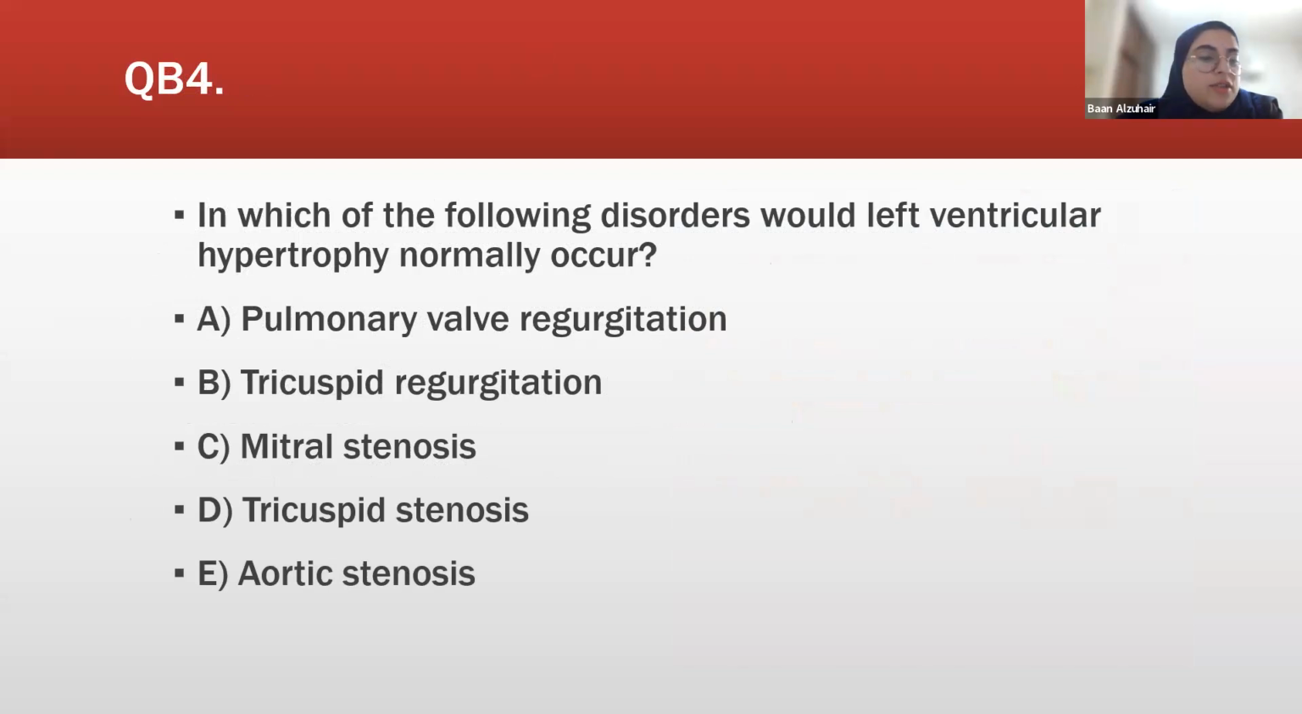Saad and Yasser, Aisha also said E. That is correct. Aortic stenosis. Does anyone know why? Aortic stenosis means narrowing of the aortic valve. So in order to eject, the left ventricle needs more pressure or more force to be applied. Due to that, the left ventricle hypertrophies.